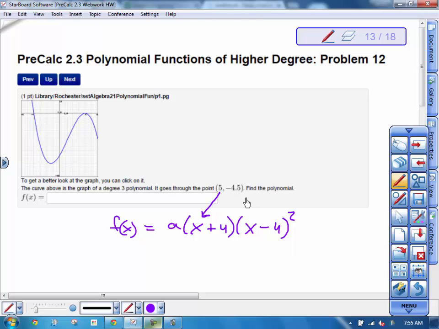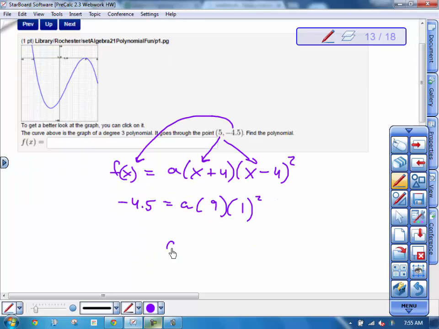Now I have to find a, so plug in 5 for x and plug in negative 4.5 for y. And just solve this. 5 plus 4 is 9, and then this would be 1 squared. So just divide both sides by 9, and you get a equals negative 4.5 over 9. Whatever that is as a decimal. Negative 1/2 is my a value. That goes in right here, and there's my answer.